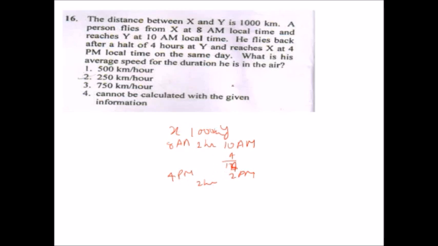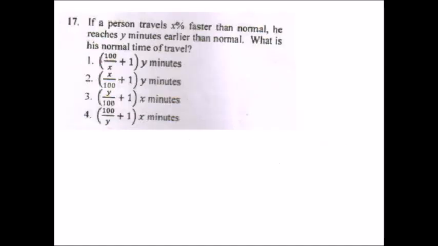So what we have to calculate is the average speed, which is the total distance traveled divided by the total time taken. The total distance is 1000 plus 1000, and the total time is 2 plus 2, which is 4. So the answer will be 500 kilometers per hour. Move to question number 17.